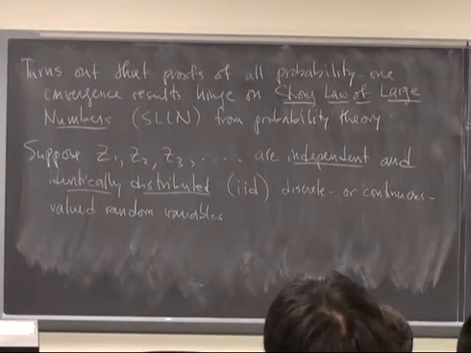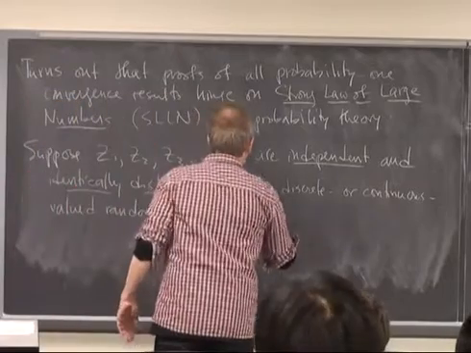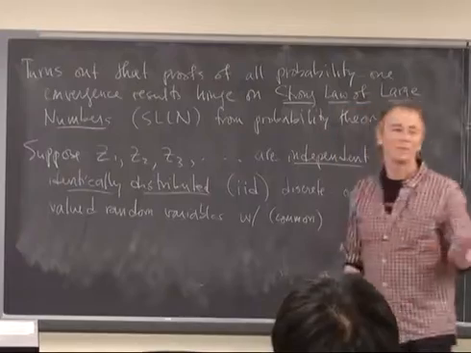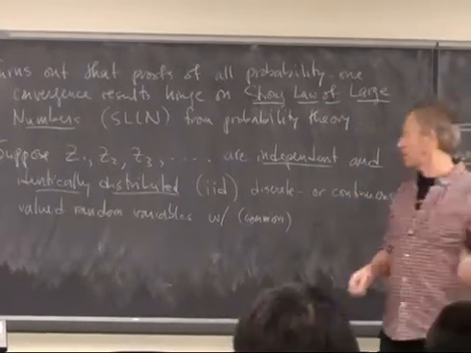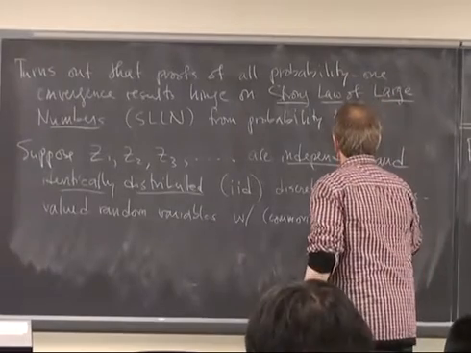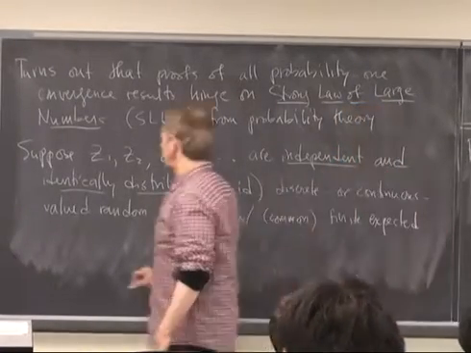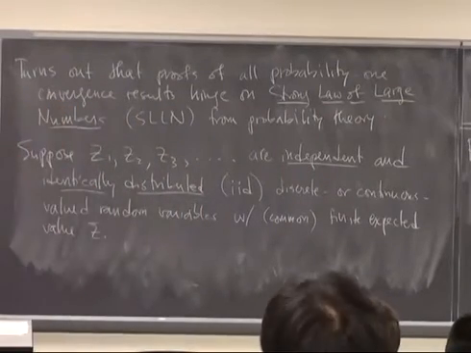With a common finite mean, z bar. And it has to be common to all of them because they're identically distributed, right? If you have random variables with the same distribution, they have the same mean. Common finite mean, finite expected value. Let's call it z bar.